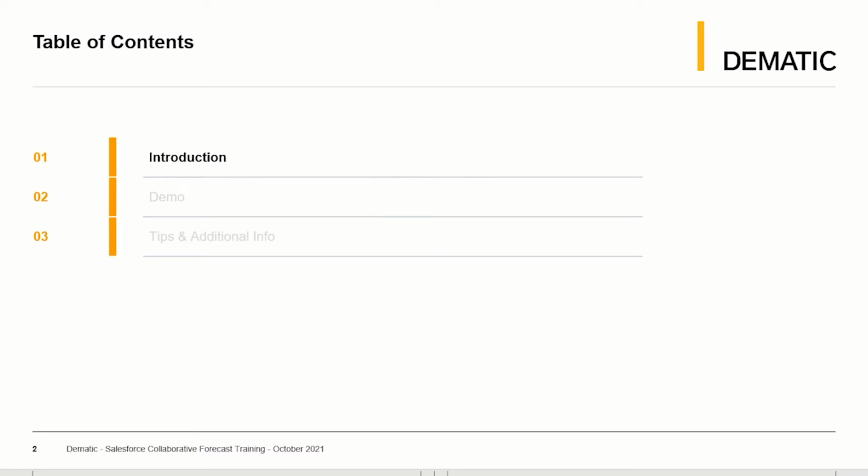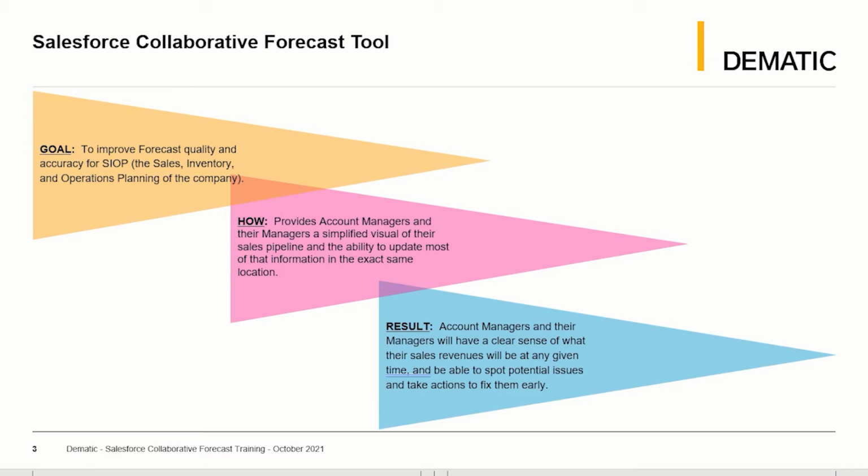We'll start with just a little introduction as to what the Salesforce Collaborative Forecast Tool is. The goal of the Salesforce Collaborative Forecast Tool is to improve forecast quality and accuracy for SIOP reporting. SIOP is the acronym for the Sales, Inventory, and Operations Planning of the company. The tool will provide account managers and their managers a simplified visual of their sales pipeline and the ability to update most of the information in the exact same location.